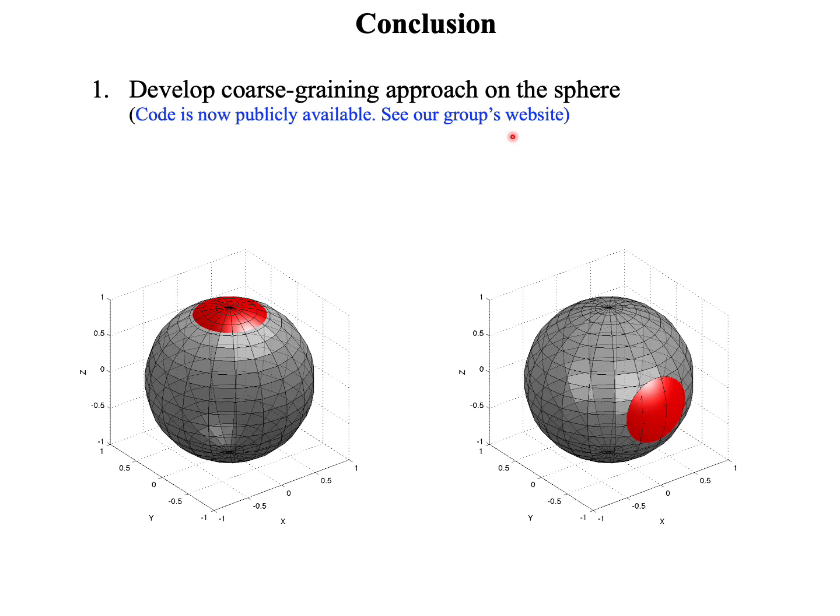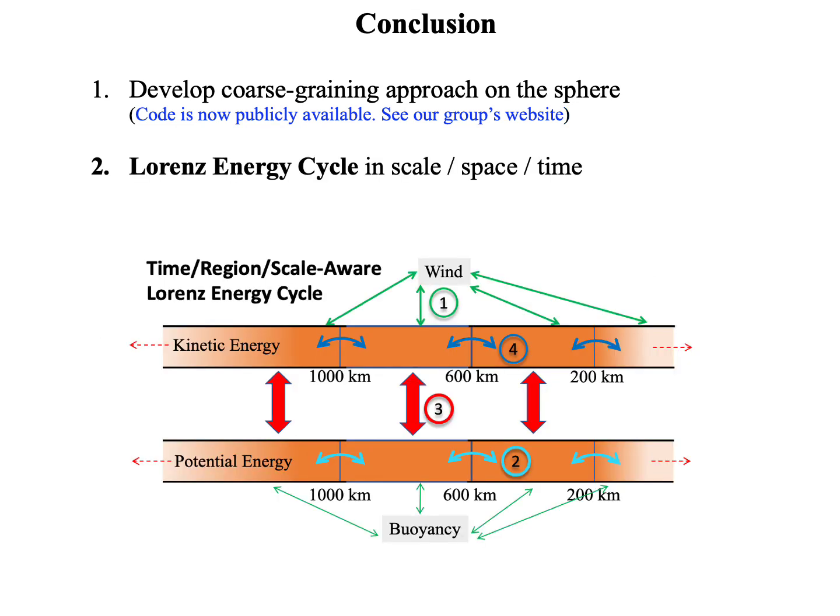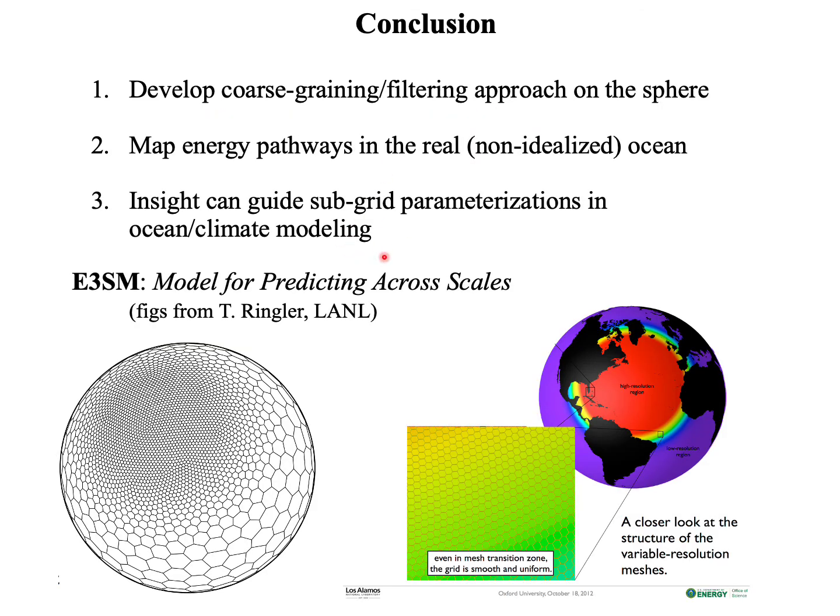What we've done is coarse graining on the sphere. The code is now publicly available. See our group's website. We're mapping the Lorenz energy cycle in the ocean as a function of scale, space, and time. And we hope our work has connections and can guide subgrid parameterizations in ocean and climate modeling. Thank you for listening.